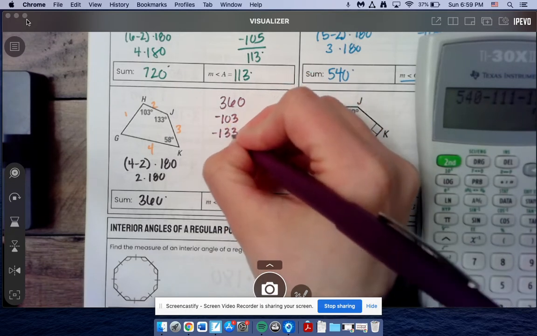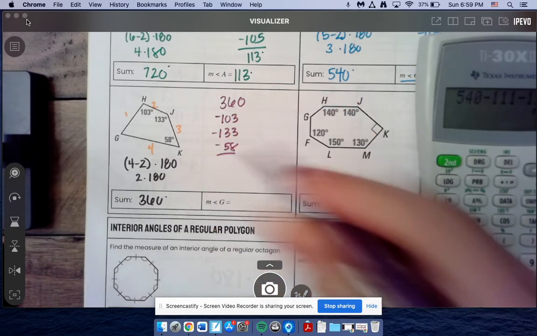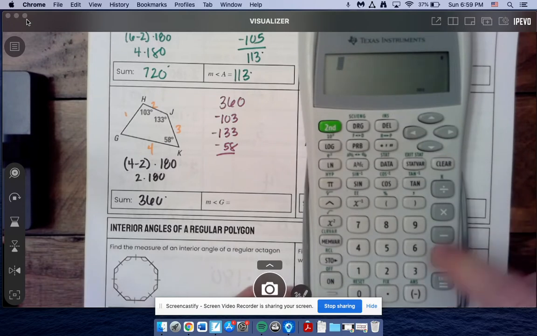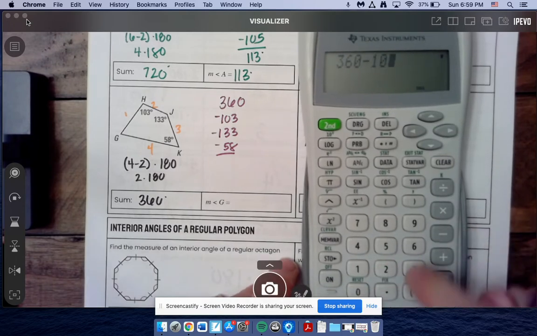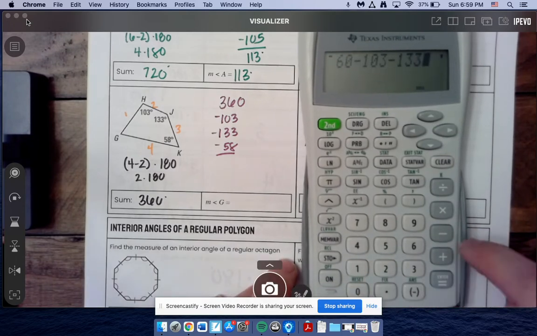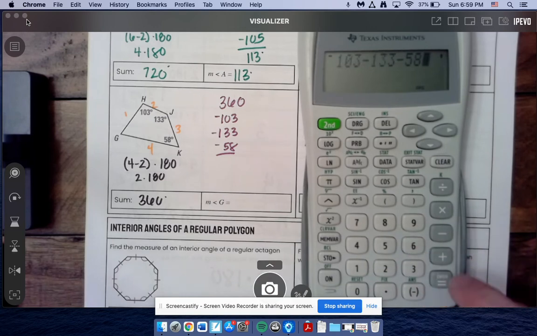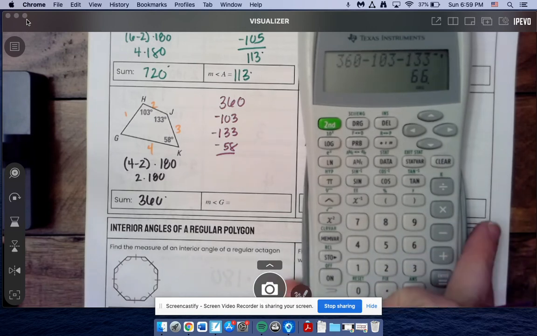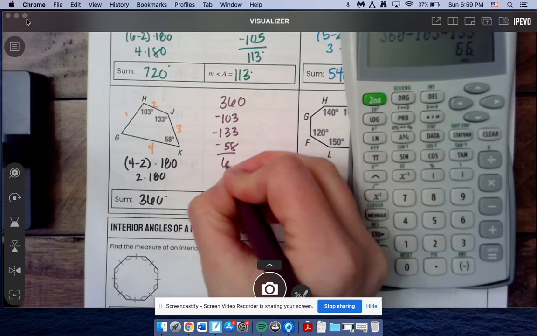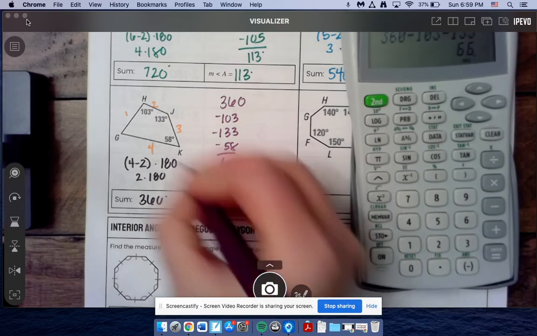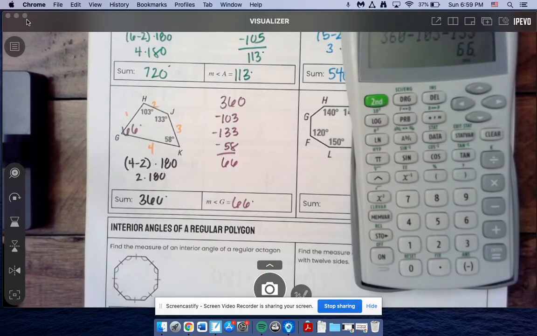minus 133 minus 58. Again, take out your calculator or phone, subtract away. Again, be careful. There's lots of little spots to make errors. Okay, I got 66. Did you guys get 66? Angle G measures 66 degrees.